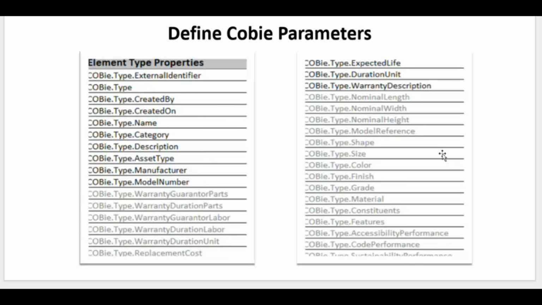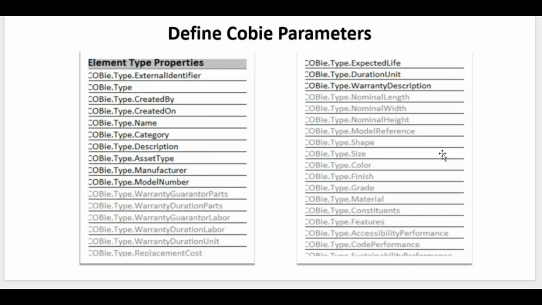Sir, we already know there are two types of parameter. One is type parameter, another one is component parameter, right? If it is a component parameter, it will come like COBie dot component dot asset tag. If it is a type parameter, COBie dot type dot manufacturer. Clear, right, sir? No.